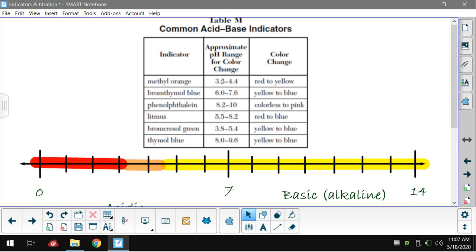If you want to narrow it down, you could maybe use another one. This one here, bromocresol green, that's 3.8 to 5.4. That goes yellow to blue. So between, that one would be green. So if you put this, just drop in the solution, and it turns orange, you know, okay, it's somewhere between 3.2 and 4.4.